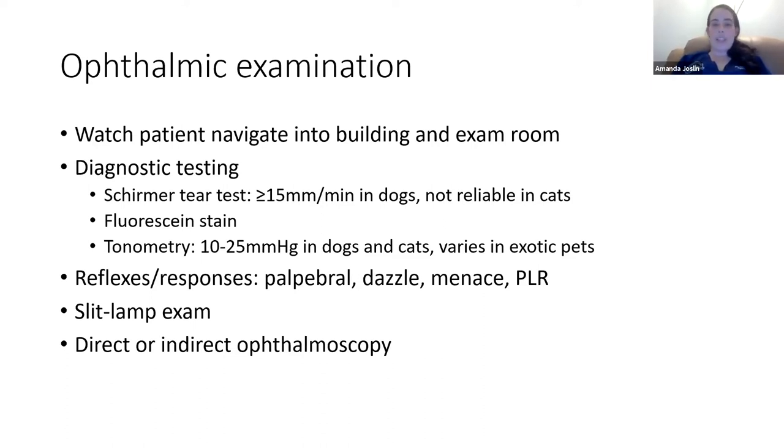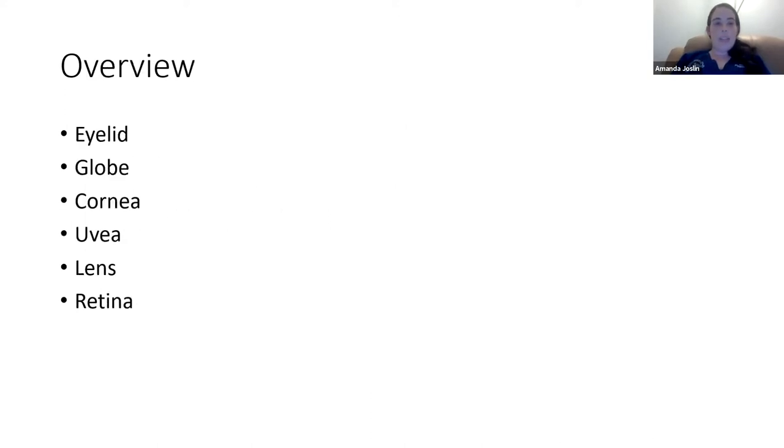It always varies for our exotic patients, but I say if you're concerned and you don't know if one eye is normal, check the other eye. If they're consistent and the other eye is not an issue, technically it probably shouldn't be a big concern. You want to check all your reflexes and your responses, and then try your best to do some sort of slit lamp or anterior segment exam, and then move on to direct or indirect ophthalmoscopy.